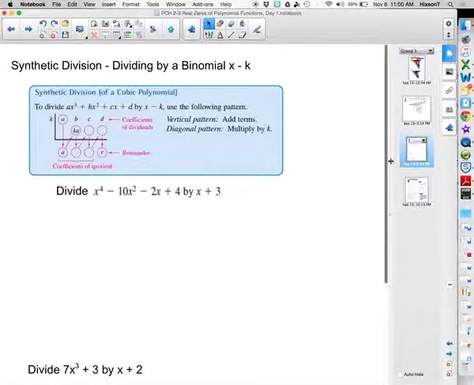Alright, let's look at the process. The first thing I want you to understand is, you'll notice here they have to divide ax cubed plus bx squared plus cx plus d by x minus k. We're going to follow this algorithm here.